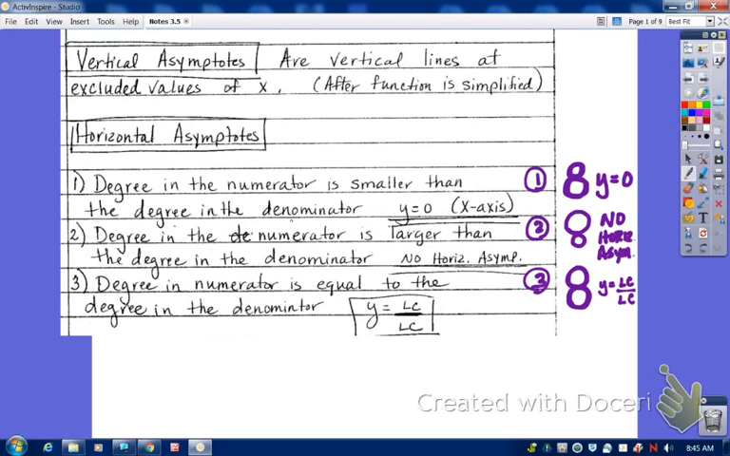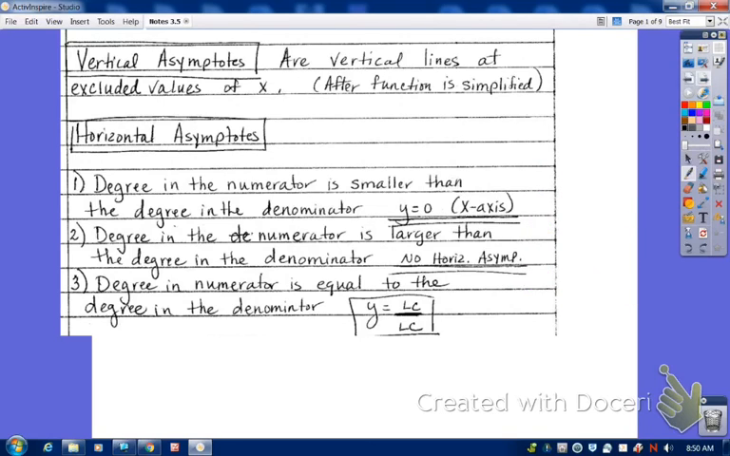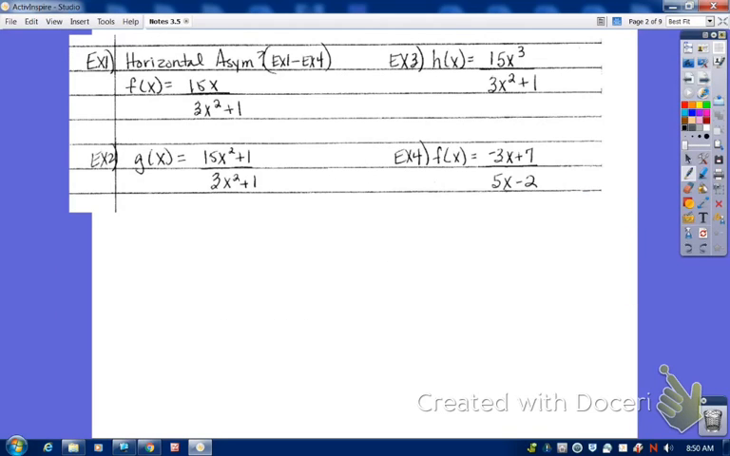The next thing on your notes is slant asymptotes. We will come back to that. We will really want to deal with vertical asymptotes and horizontal asymptotes before we do slant asymptotes. So we're going to skip the slant asymptotes for right now, and we're going to move on to some examples.